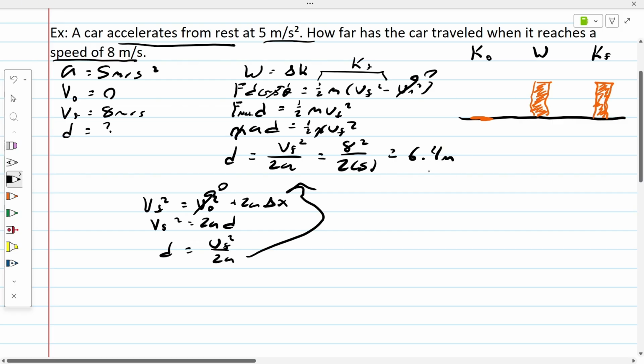But this won't always work, because in this case we had constant acceleration, and sometimes doing energy is going to be a lot easier than kinematics. Sometimes kinematics will be easier. So it's important to realize when you can use different techniques. But a lot of times it's going to be easier to use energy than kinematics. But in this case, it shows that you can use both.